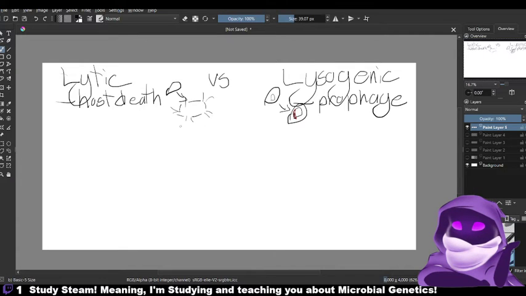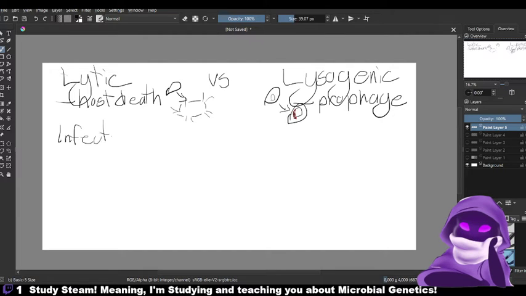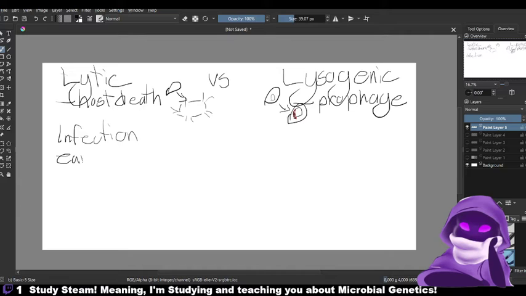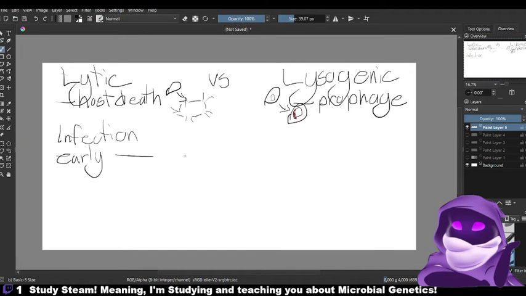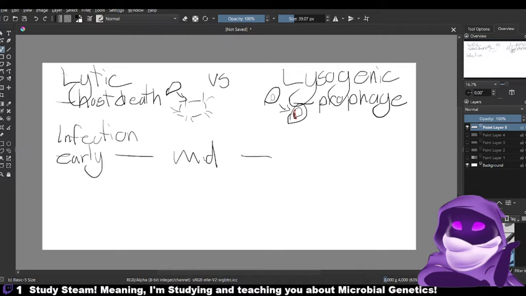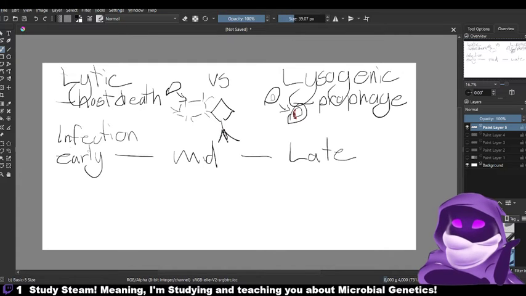So, first off, in an infection. So, let's talk infection. There is kind of a clock that's going on. And in this clock, you have early, middle, we're just going to put middle and late. And what is happening when I say early, middle, and late? That is what genes on the virus, so let me draw a little virus here, are being expressed in the early, middle, and late.